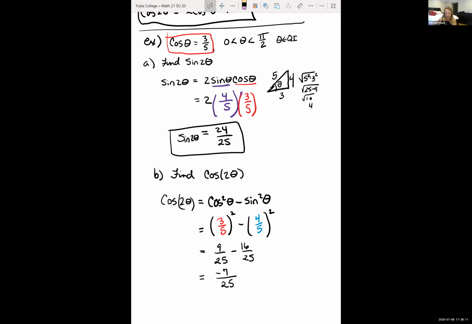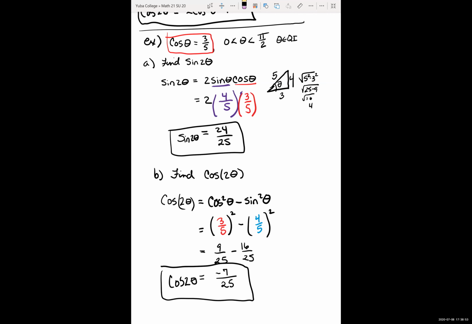So any ideas why cosine of 2 theta is negative and why sine of 2 theta is positive? So notice here that we were given that theta was in quadrant 1. And notice this is sine of 2 theta, and this is cosine of 2 theta. If we look at this inequality and manipulate it to have 2 theta in between those angles, if we multiplied everything through by 2, we would have 0 is less than 2 theta is less than pi.